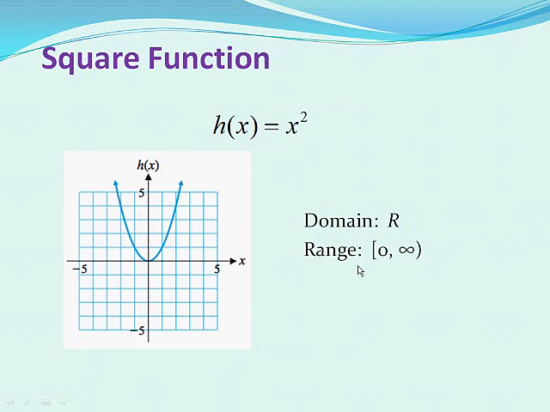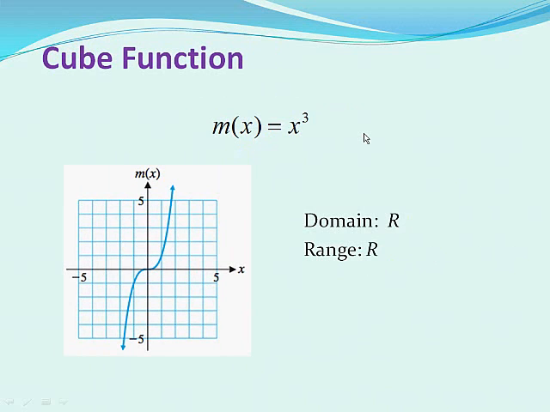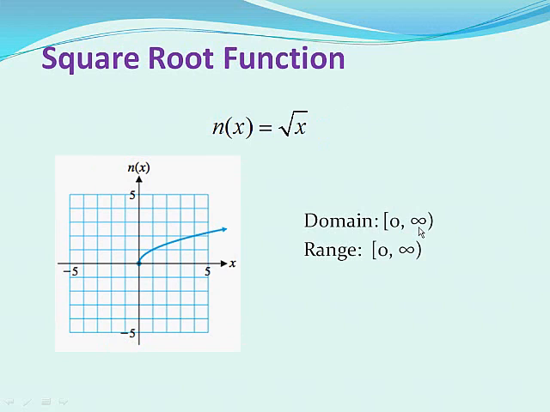Square function h of x equal to x squared. In this case, the domain of the function is all real numbers and the range is the interval 0 to infinity. Cube function m of x equal to x cubed. The domain is all real numbers, range is all real numbers. Square root function, in this case the domain is all positive reals and the range is also all positive reals.